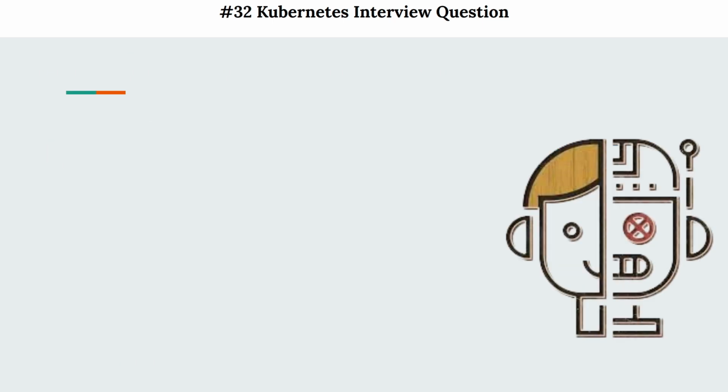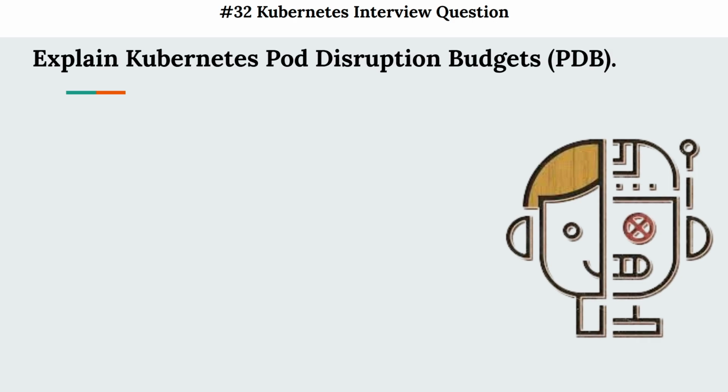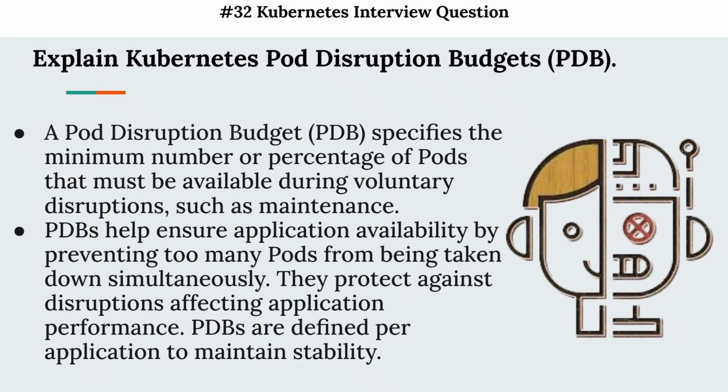Let's move to the 32nd question. Explain Kubernetes pod disruption budgets, PDB. Let's see the answer. A pod disruption budget, PDB, specifies the minimum number or percentage of pods that must be available during voluntary disruptions, such as maintenance.